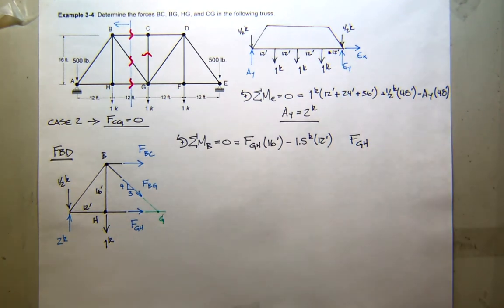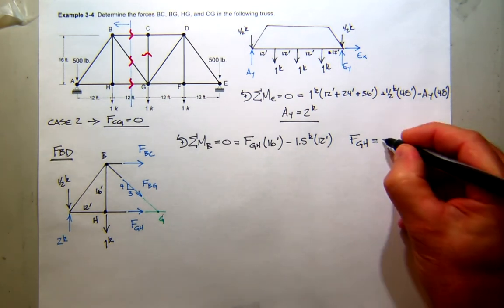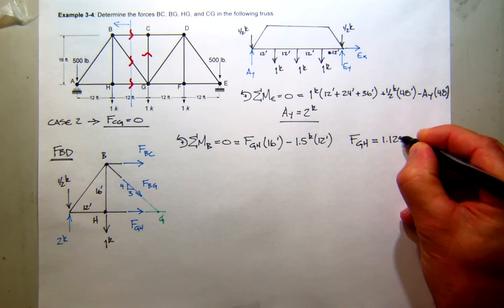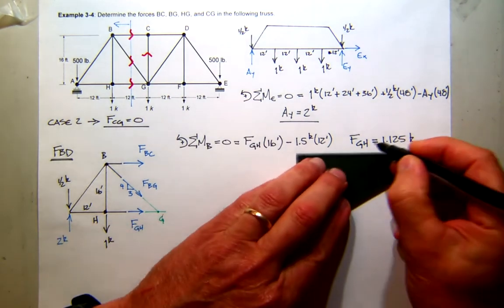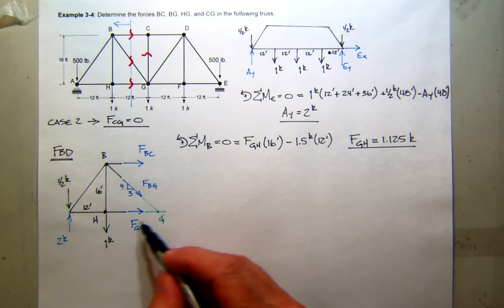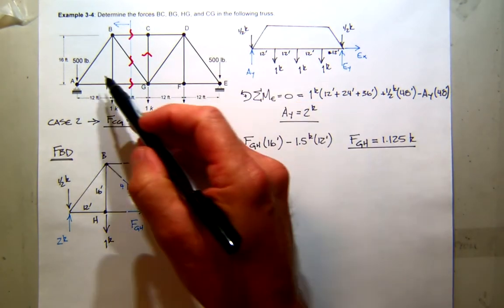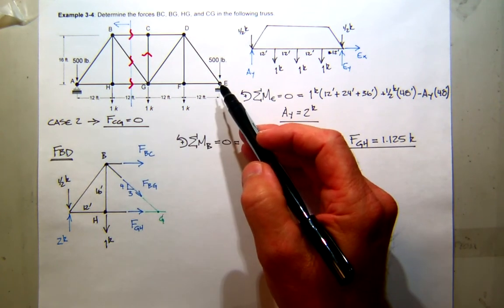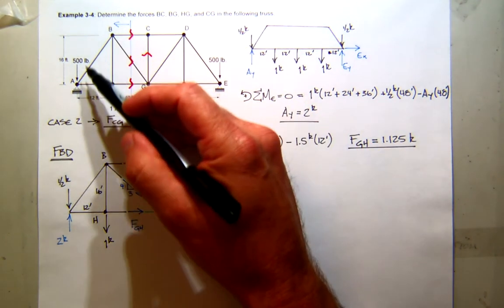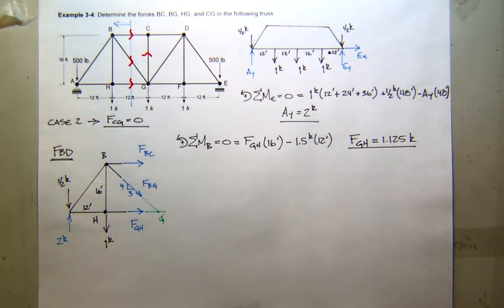It looks like it's going to be positive. I don't know what it's going to be. Somebody calculate that for me. 1.125. Came out positive, so it's in tension. And I think it makes sense that GH is in tension. When you look at the truss, all the loads are gravity based. So probably the whole bottom chord is going to go into tension, and the whole upper chord would go into compression. And we'll keep that in mind when we go up here and look at BC, see what it's going to be. And speaking of that, let's do that now.